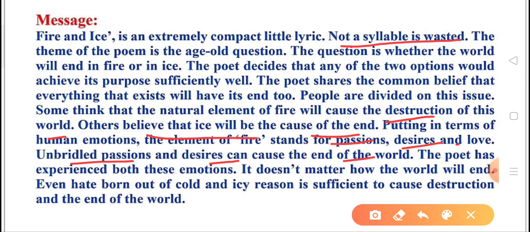Simply speaking, in the message, Robert Frost wants to say only one thing. If we don't check our emotions and desires, we will become our own destroyers. We are undermining ourselves. So his indirect message to everybody is, control your emotions, control your desires, lead a balanced life if you really want to see the earth a happy place to live on.